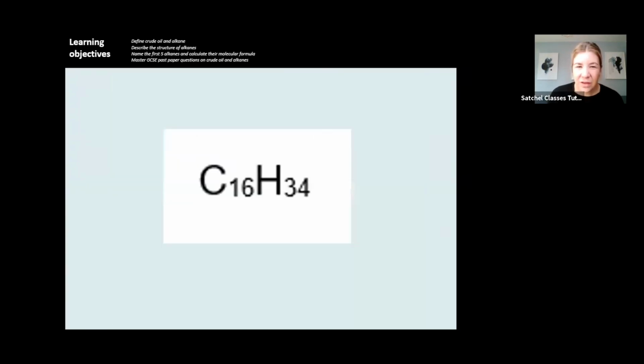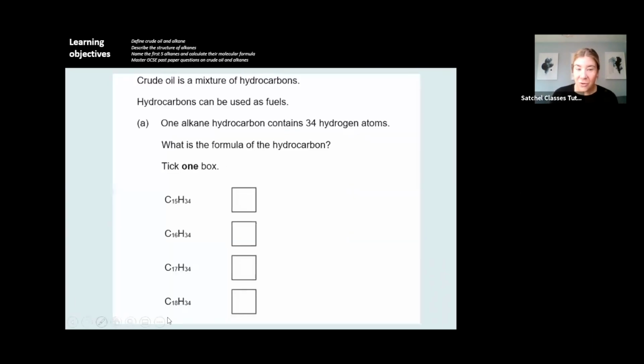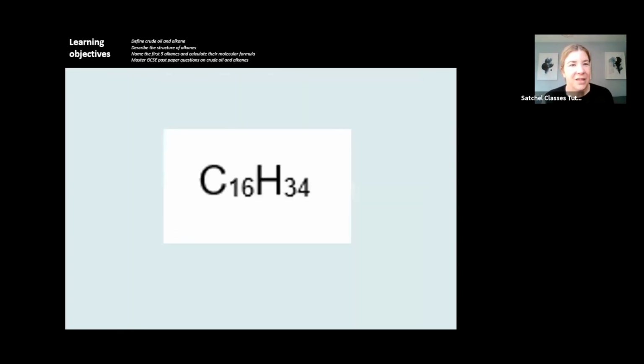Okay, so let's have a look at the answer. C16H34, basically 34 hydrogens. Well done if you got that. If you had to draw it out, you'd have been there a while, so you probably needed to use the general formula for that. Really, really well done. I hope you understood that.